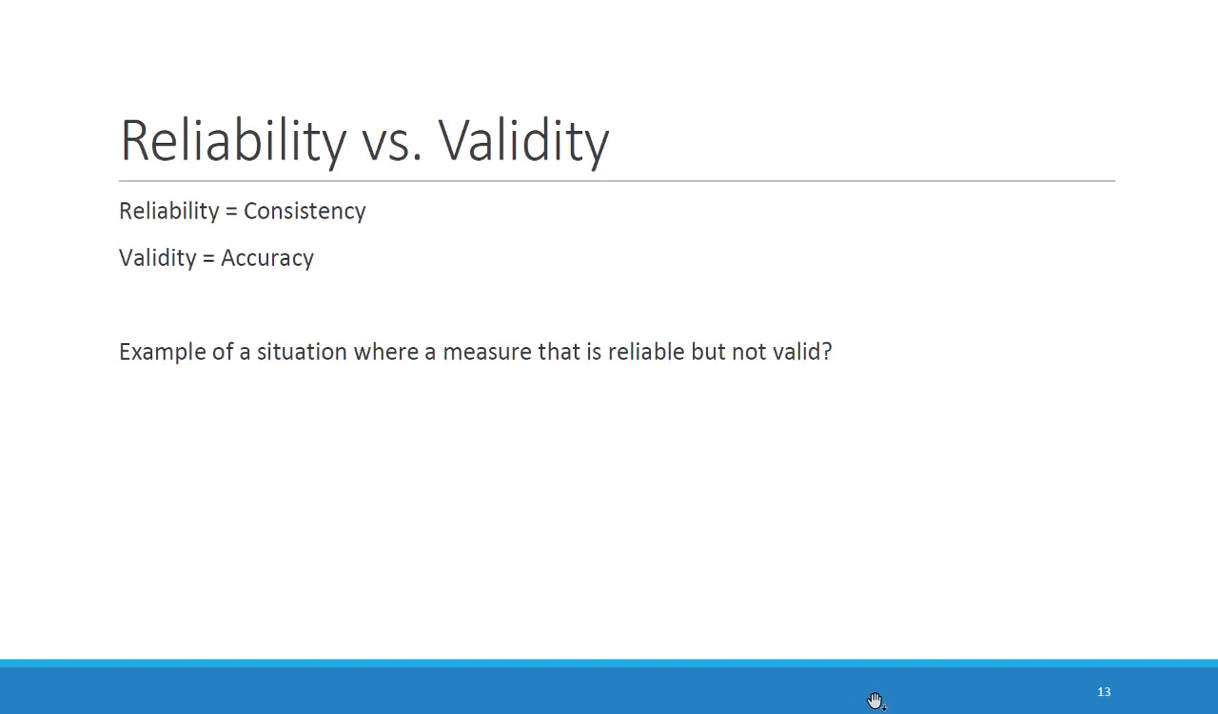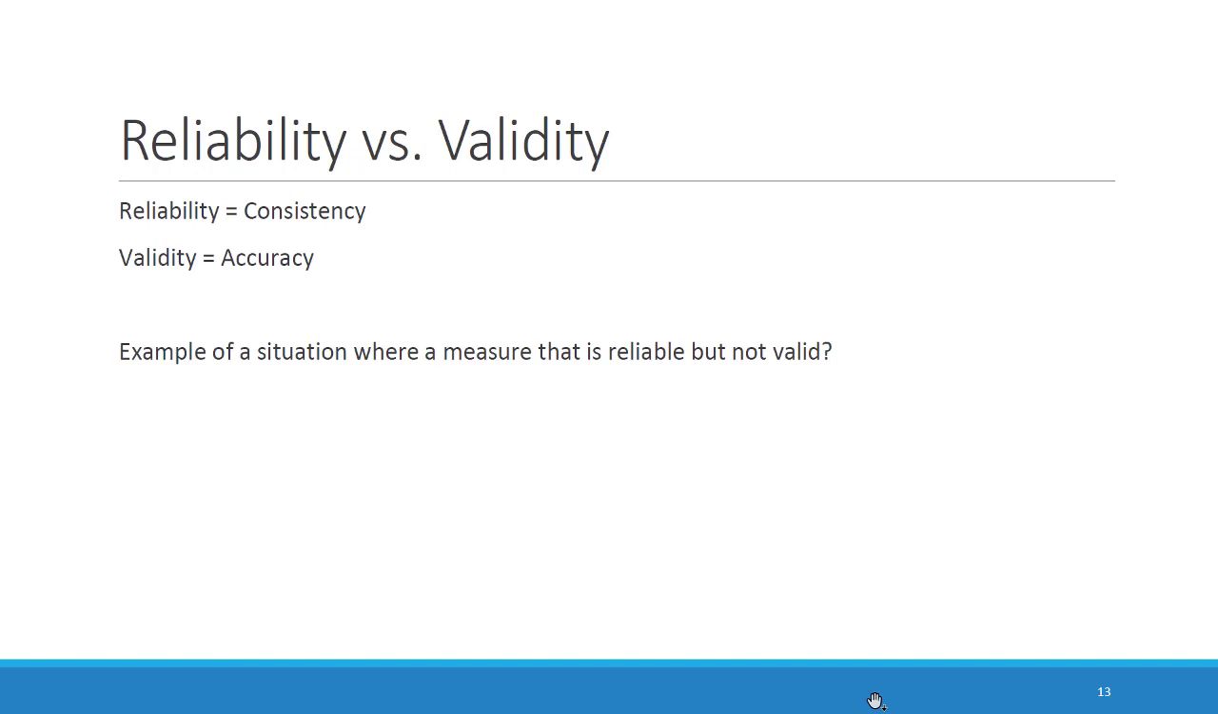Reliability and validity are different concepts. They're both tapping into the quality of the measures that we're using in psychological research, but they are different things, and hopefully that has come through during this lecture today. Overall, like I said earlier, you can think about reliability as consistency and validity as accuracy.